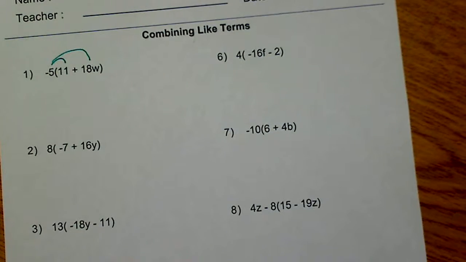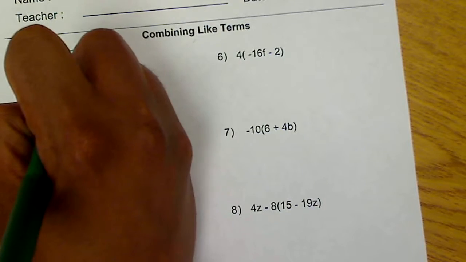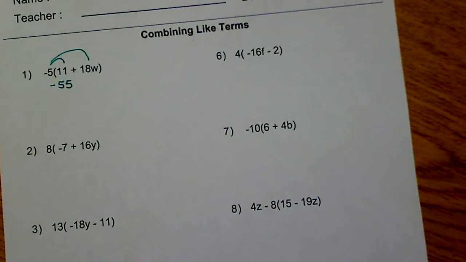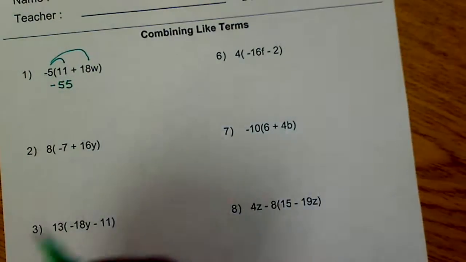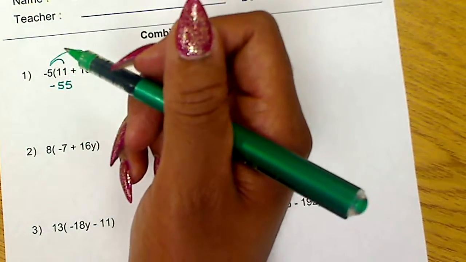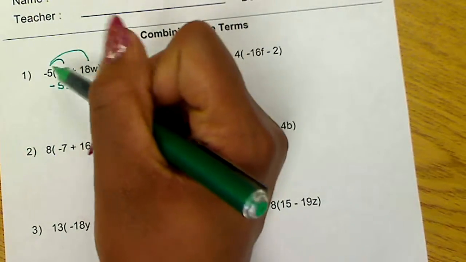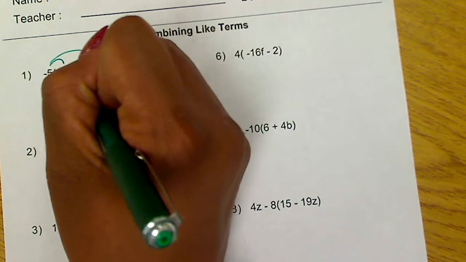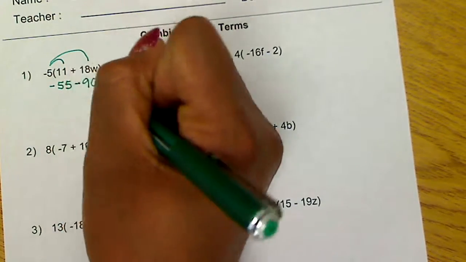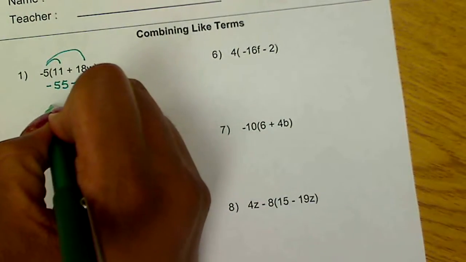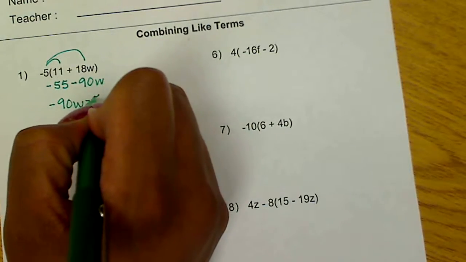So what is negative 5 times 11? Negative 55. And what is negative 5 times a positive 18W? It is negative 90W. Now we have to remember our rules for multiplying integers. I have a negative times a positive in multiplication, so my result is a negative number. So a negative 90W. And we just want to express the variable term, then the numerical term. So the answer would be negative 90W minus 55.